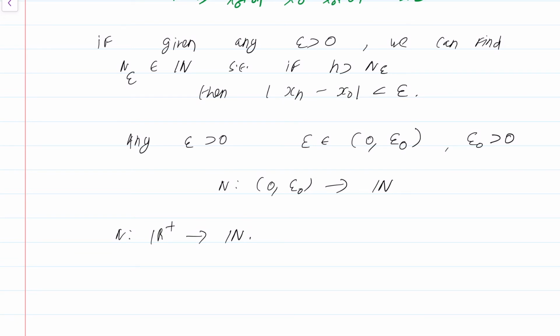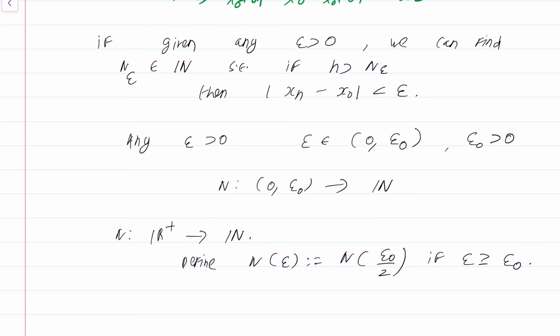I hope you got how to proceed from N from (0, epsilon naught) to the natural numbers, all the way to N from R plus to N. Well, all you do is define N of epsilon to be N of epsilon naught by 2 if epsilon is greater than or equal to epsilon naught. Okay, just define this function.